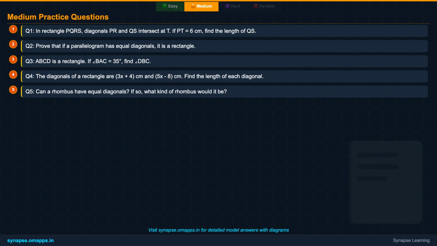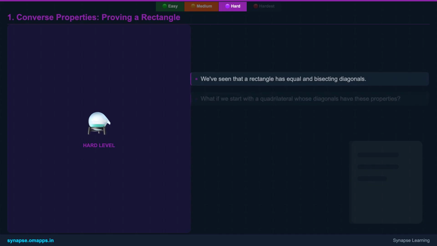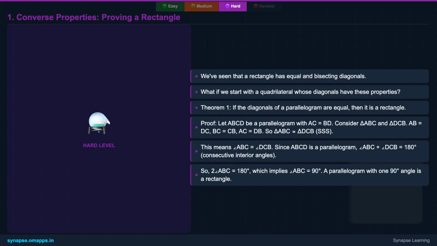Good luck! Ready to push your understanding further? Let's analyze the converse of these properties and connect rectangles to the wider world of quadrilaterals. We've proven that rectangles have equal and bisecting diagonals. But what if we reverse the statement? Can we prove a shape is a rectangle because its diagonals have these properties? Yes. A key theorem states, if the diagonals of a parallelogram are equal, then it is a rectangle.